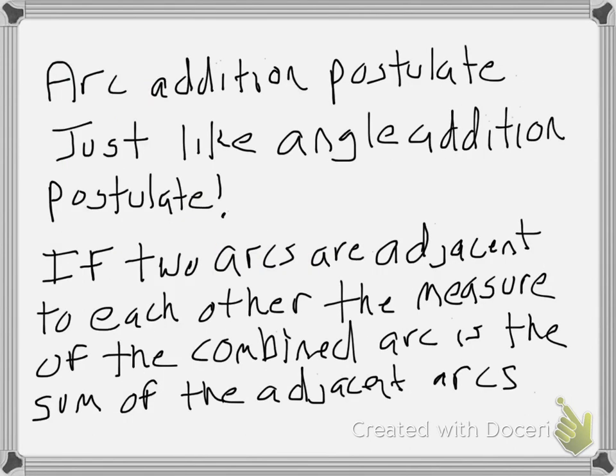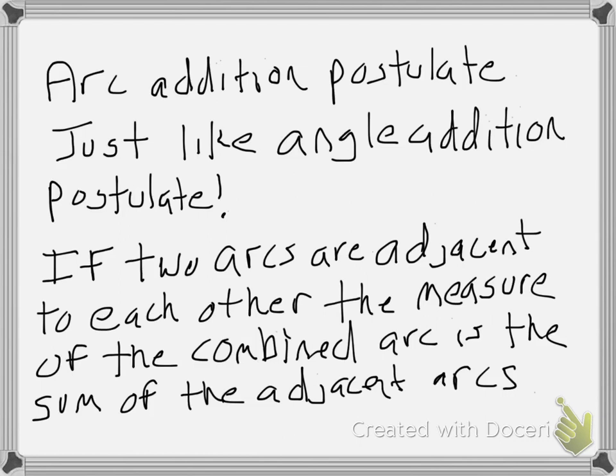Okay, so one of the things that we'll be working with and should be really easy for you is the arc addition postulate, and it is exactly like the angle addition postulate. If you have 2 angles that are adjacent to each other, in other words, share a side, and you want to know the measure of the entire angle that those 2 adjacent angles make, all you do is add the angles. So for example, if you had a 30-degree angle and a 40-degree angle next to each other, the sum of those 2 angles is 70 degrees, so the measure of those adjacent angles would be 70 degrees in total.